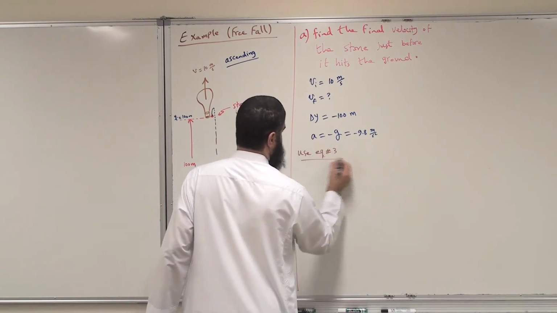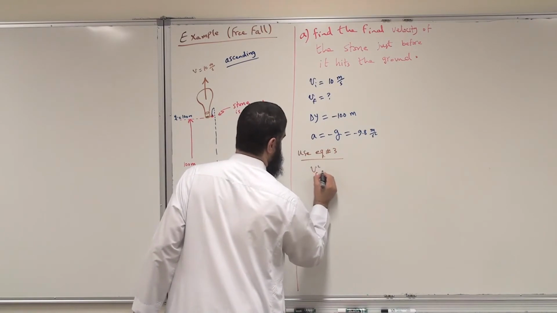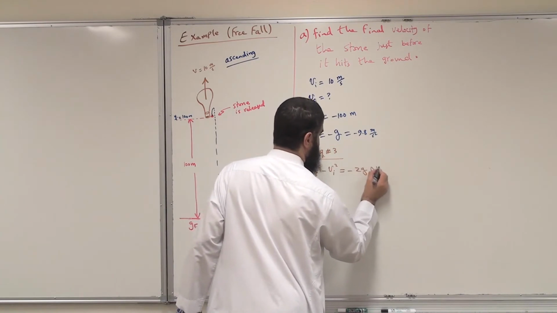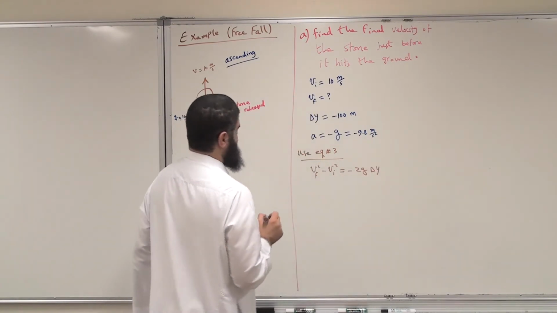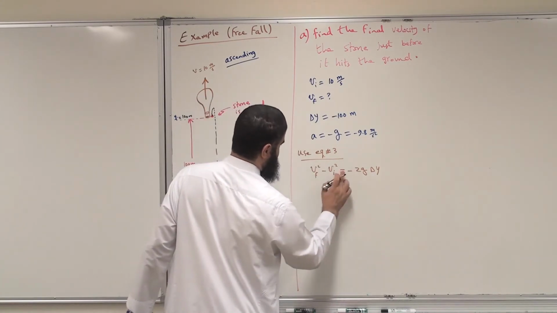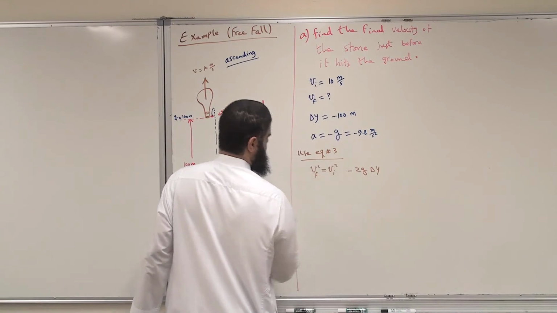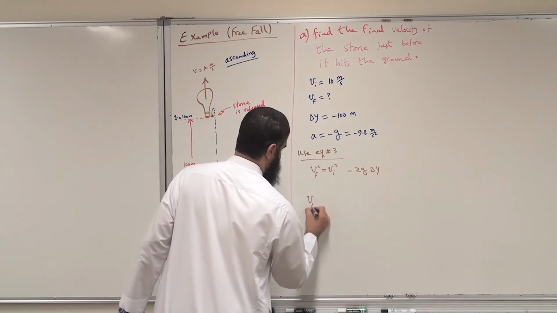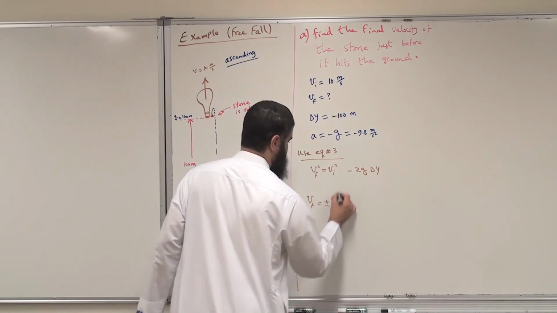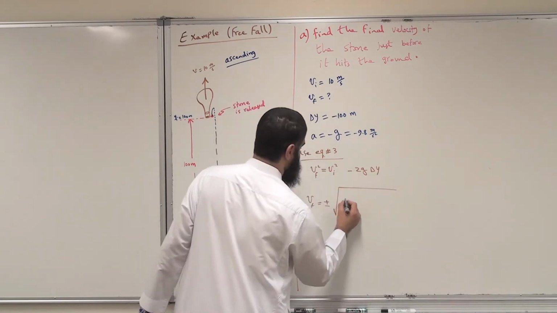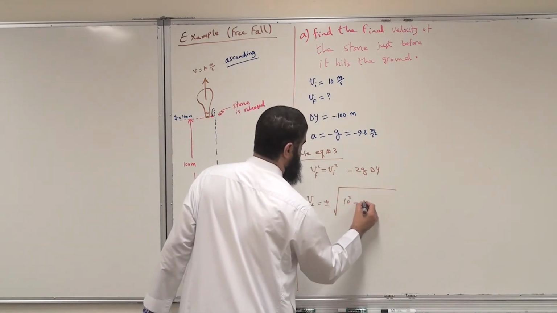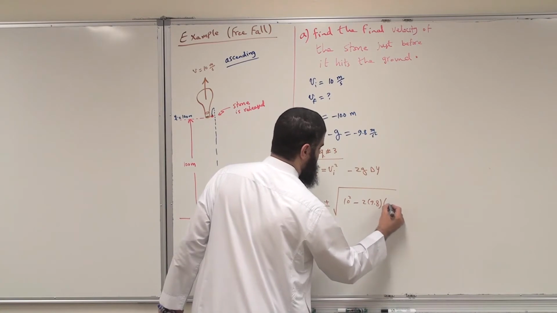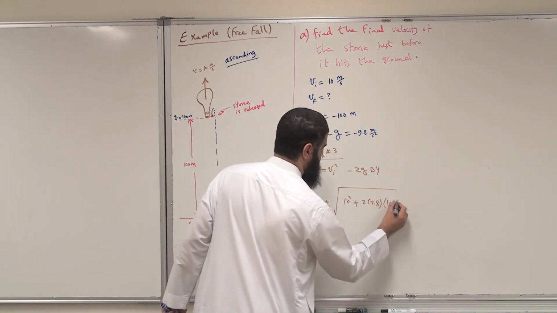Equation number 3, if you remember: V final squared minus V initial squared equals minus 2g delta Y. So I can take this to the other side. V final squared equals V initial squared minus 2g delta Y. So V final will be plus or minus the square root of V initial squared, which is 10 squared, minus 2 multiplied by 9.8 multiplied by minus 100. So minus will go with that minus, so this will be plus.